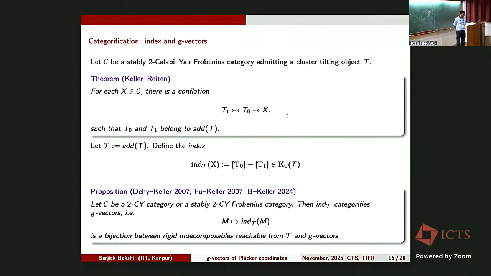It says that this index basically categorifies the g-vector. It means whenever you take a rigid indecomposable object which is reachable from T, the image under the index is the g-vector. So now we know how to get the g-vectors using exact sequences. That's precisely the idea. So all we need is to get hold of a category which is a Frobenius category, which is nice enough, and some objects. For that, we go to Jensen-King-Su's paper.